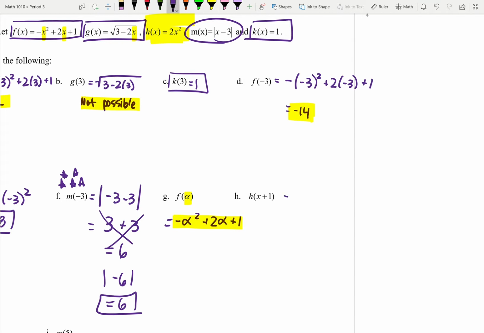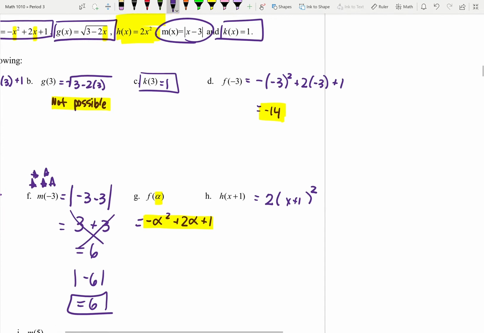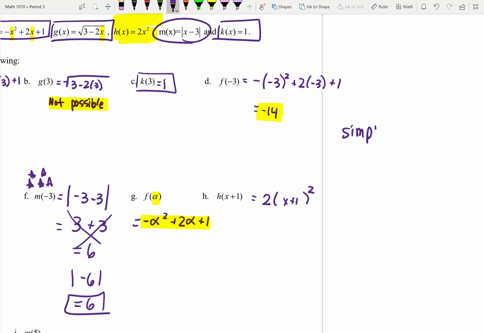So this is equals 2, and then in parentheses, put in x plus 1 and squared. Now, this one's going to be trickier. Okay, I want everybody to write down the word simplify. If you are told to simplify, here's the definition: no parentheses in your answer. So my problem is not simplified, and we want to simplify it.